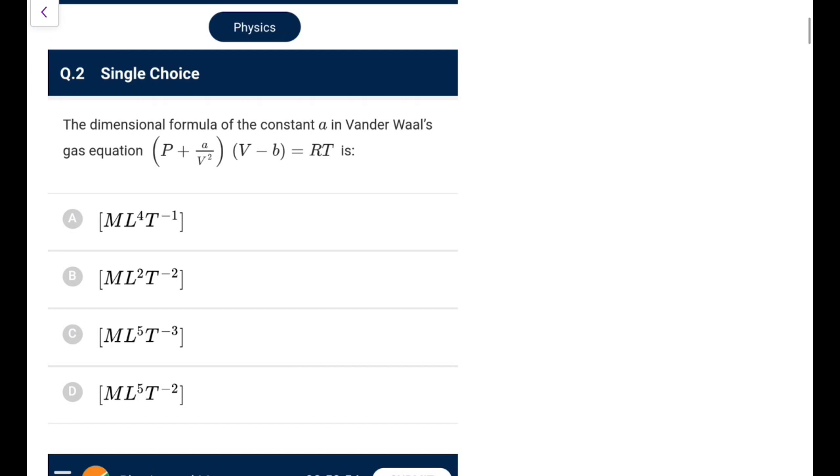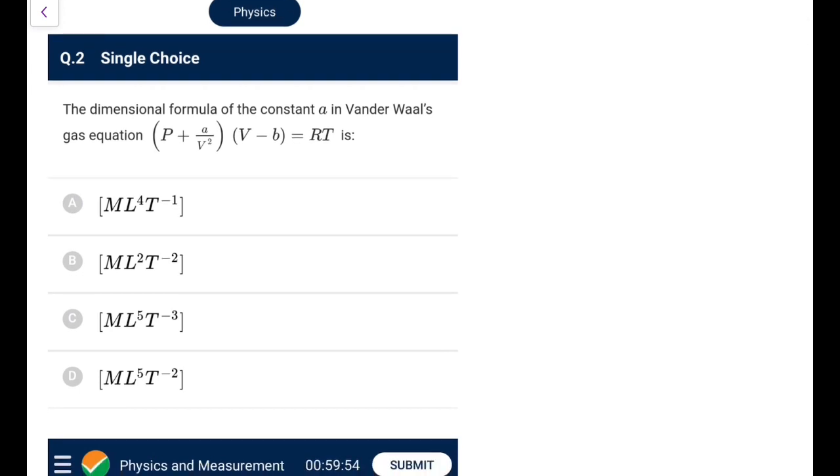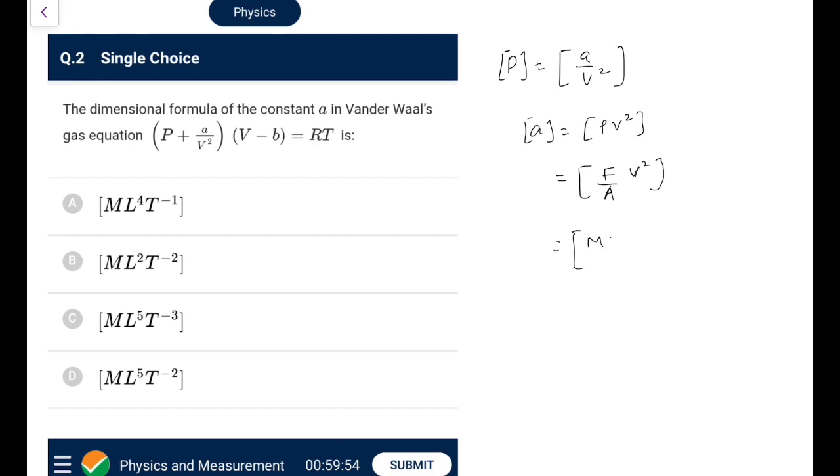Next one, the dimensional formula of the constant small a in van der Waals gas equation is. Just looking at it, the dimension of pressure must be equal to the dimension of A by V square, because you can add two terms only when they have the same dimensions or represent the same quantity. So the dimension of A is P into V square. What is P? P is force upon area, and V square, you can write it like this.